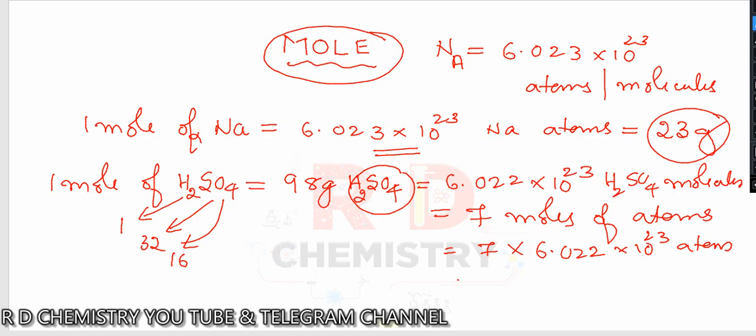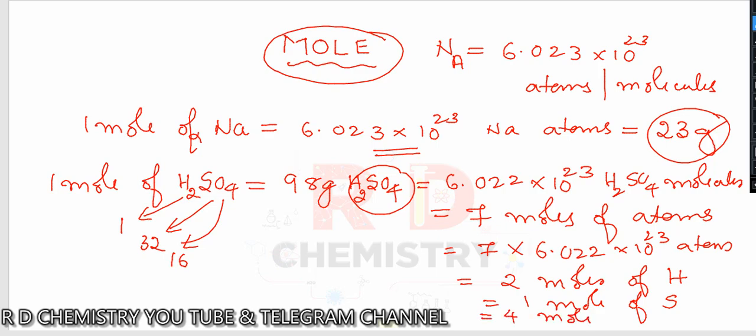There are 2 moles of hydrogen atoms, 1 mole of sulfur atoms, and 4 moles of oxygen atoms present. All of them put together, there are 7 moles of atoms present. Okay, fine, clear?